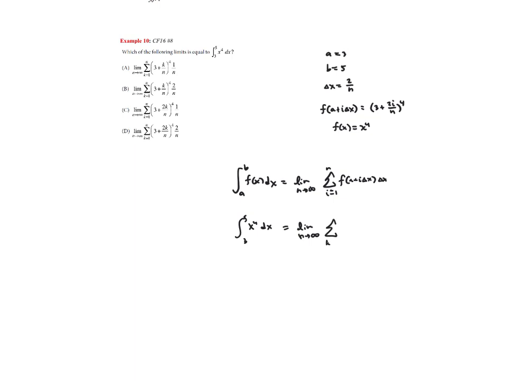Looks like they use k again. I can work with k. F of a, 3 plus 2k over n to the 4th times, of course, delta x, which is 2 over n. Let's see if we can find that, and it looks like D. Boom. Points in the bank.